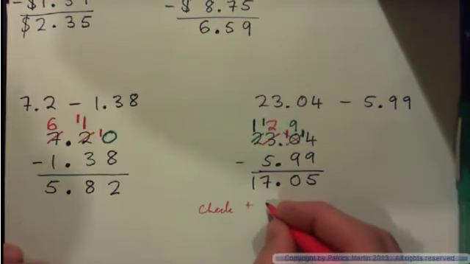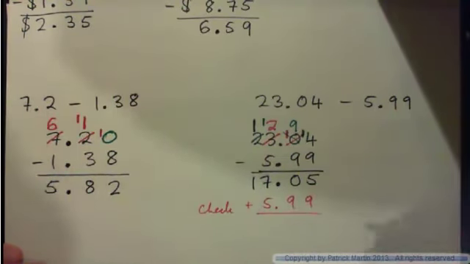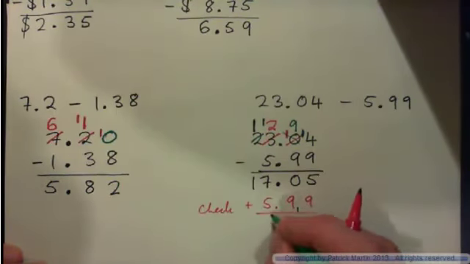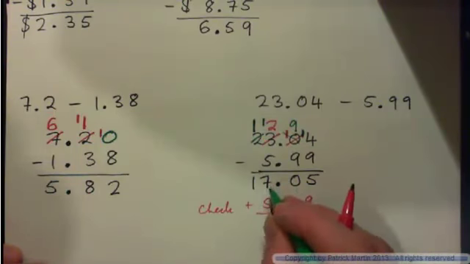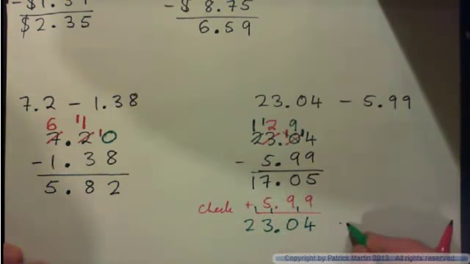Just going to add the 5.99 back again, see if that works out. 5 and 9, 14, carry the 1. 1 and 9 is 10, carry the 1. 6 and 7 is 13, carry the 1. 1 and 1 is 2, 23.04. Yep, so that worked out, right?